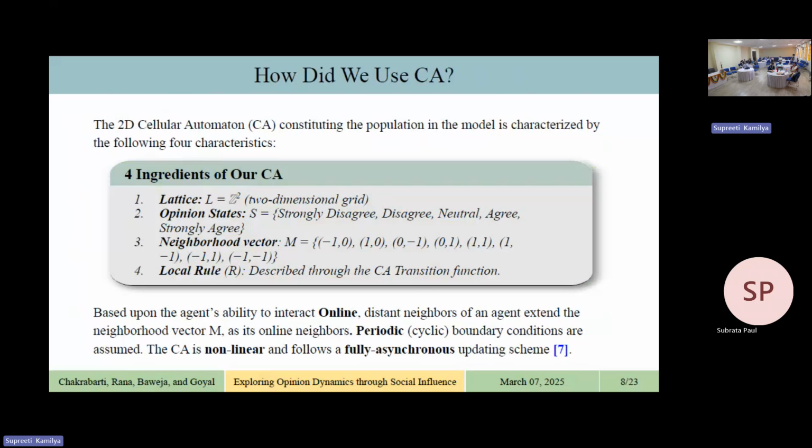I won't go much into detail about it, but we use the Moore neighborhood. We have 5 fuzzy states. I'll come on to that because we define fuzzification later on. We also define that periodic boundary conditions are followed. And since we are modeling a very non-deterministic thing, opinion dynamics, that is why we consider fully asynchronous updation. Because in synchronous, it does not really make sense. Everyone is not interacting at every point of time.